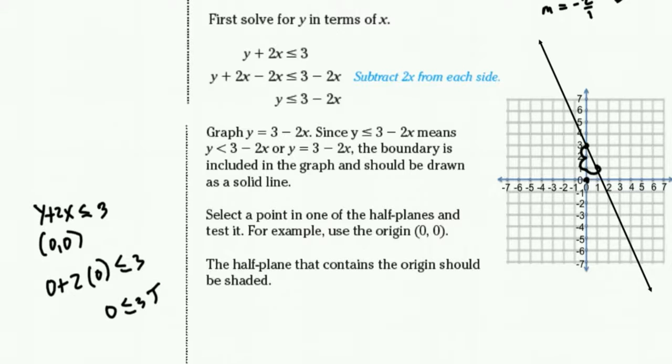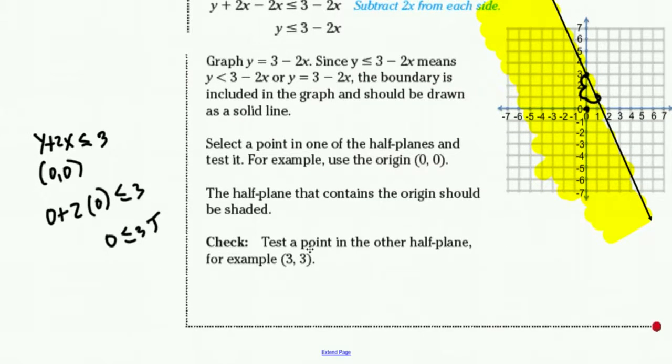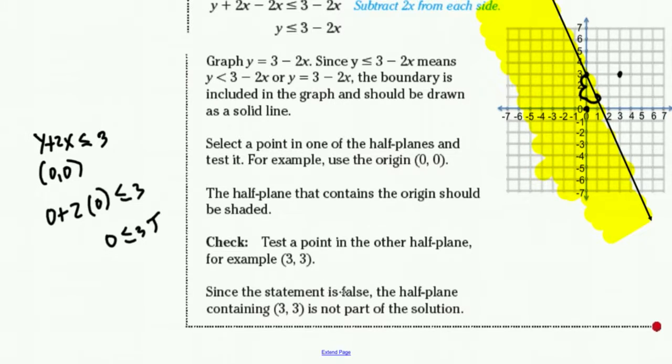If that makes our inequality true, that means we need to shade that part of our half plane. So this simply means that all the points on the left side of the boundary will make our inequality true. If you want to check this, let's find a point on the other half plane, and let's use the point (3, 3), which is right here. If we substitute (3, 3) back into our inequality, it will make a false statement.